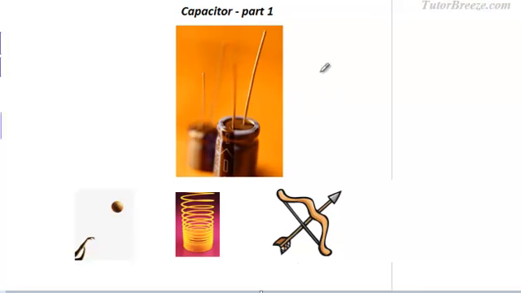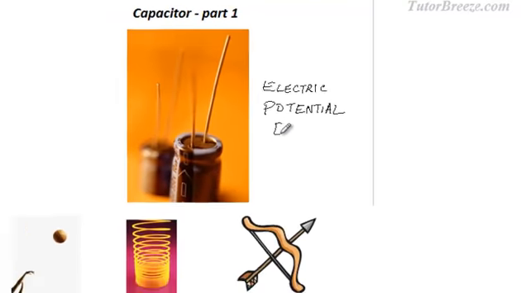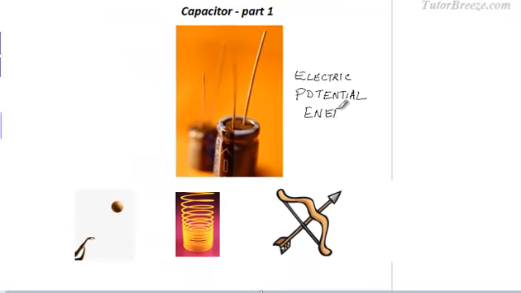A capacitor is a device that stores electric potential energy. See, whenever we talk of potential energy, what comes to your mind is a ball thrown at a height, or a compressed spring, or a bow and arrow, because all these can store potential energy, and once energy is stored in them, that energy can be used to do some work.